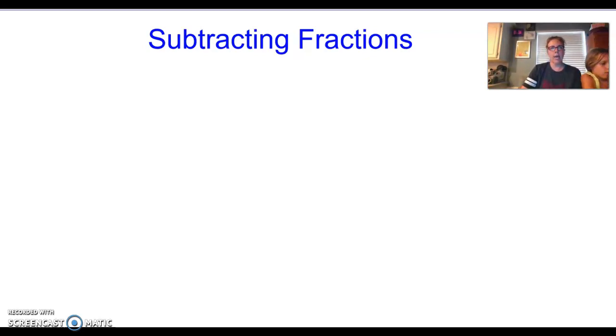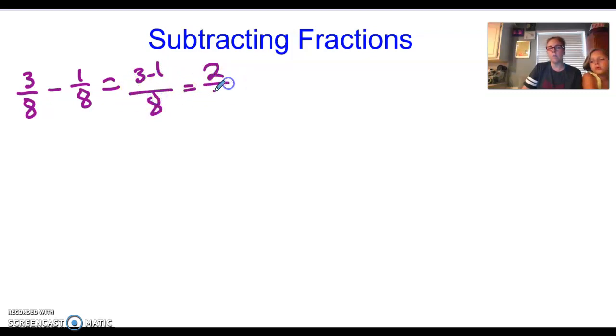So if we have, let me get a pen going here, if we have 3/8 minus 1/8, okay, remember you just subtract the numerator. So it's 3 minus 1 over 8. So that would be 2/8.